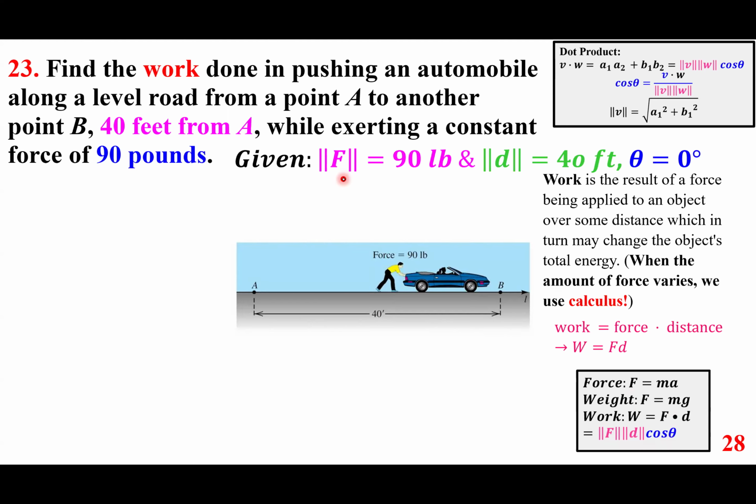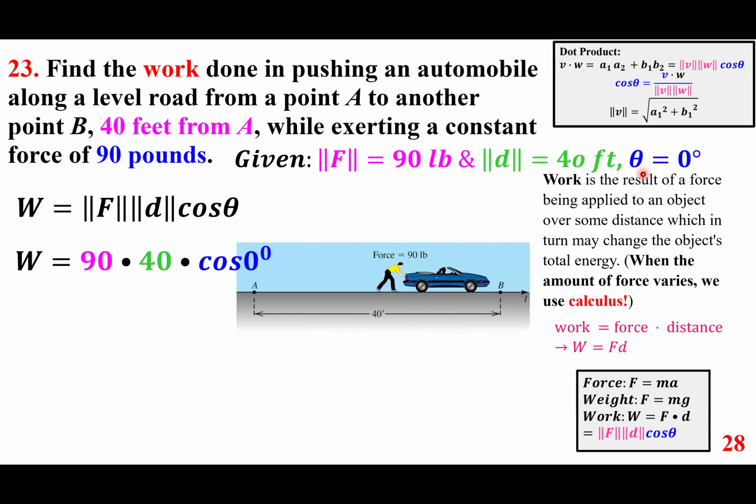So notice in this case, the magnitude of the force is 90 pounds. The magnitude of the distance is 40 feet. And because it's in the same direction, theta is 0. So it's basically their product, because of cosine of 0 degrees. So 90 times 40, cosine of 0 degrees is 1. So it's 3,600 foot-pounds. That's the unit that we use in the old British system, also known as US customary.